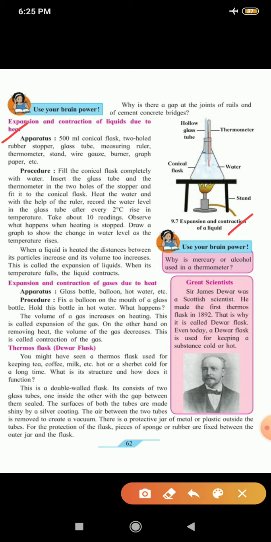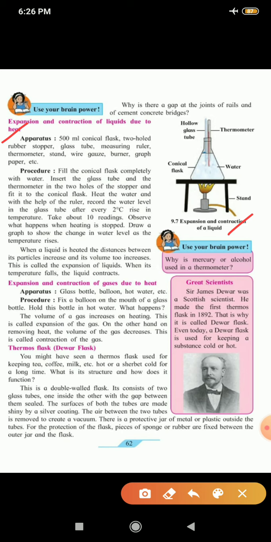Insert the glass tube and a thermometer in the 2 holes of the stopper and fit it to the conical flask. Heat the water and with the help of a ruler record the water level in the glass tube after every 2 degrees rise in temperature. Take about 10 readings. Observe what happens when the heating is stopped. Draw a graph to show the change in water level as the temperature rises.